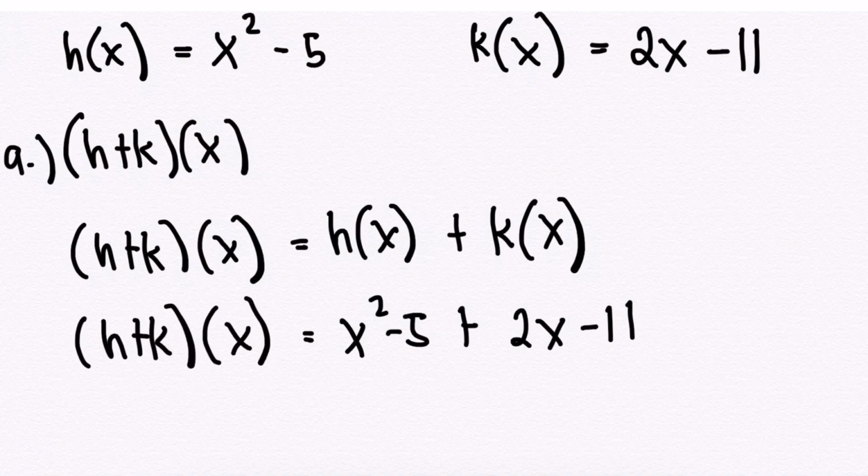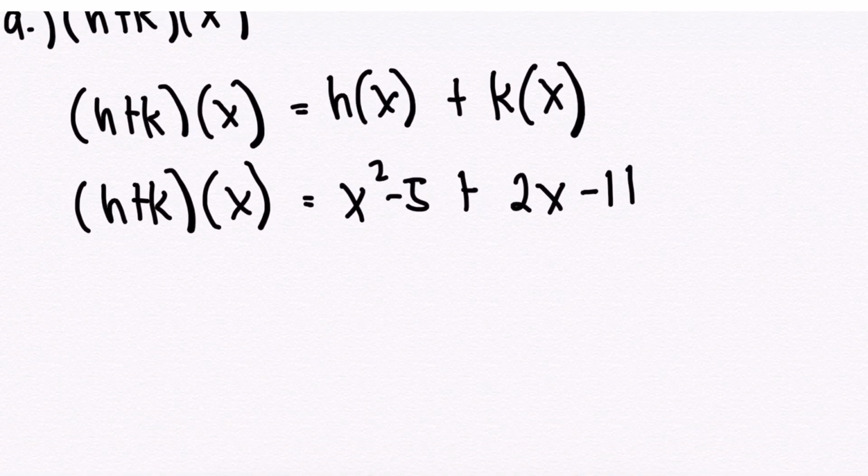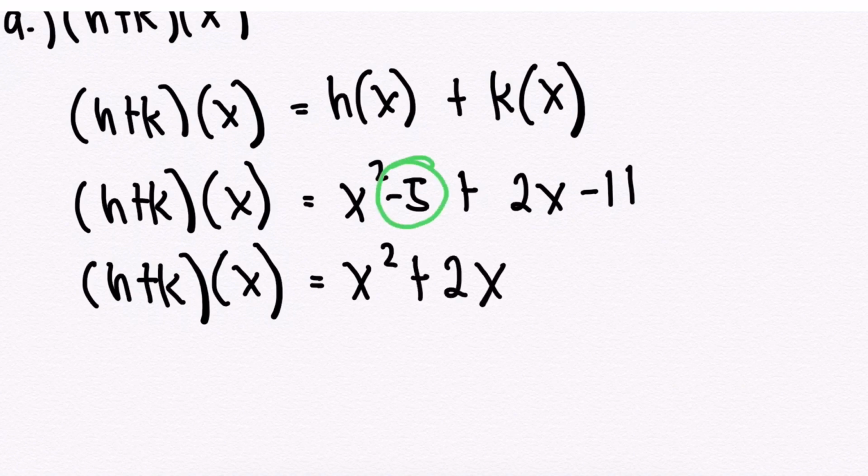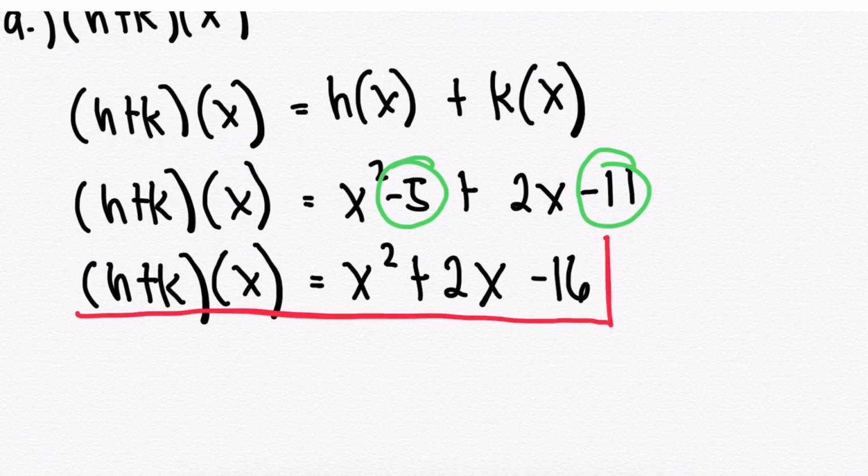So how do we add? We just add similar terms. So h plus k of x is equal to x squared plus 2x, then add negative 5 and negative 11, which gives you negative 16. Therefore, h plus k of x is equal to x squared plus 2x minus 16.